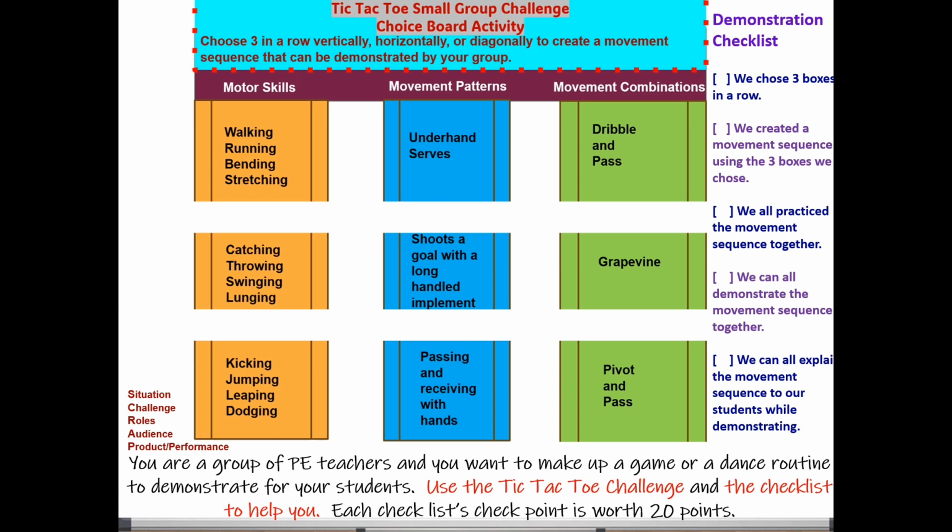In addition to having a situation and a challenge, the students have a product or performance for an audience that will be assessed. The product or performance to be assessed in this engaging scenario is the demonstration for the student audience. The parts of the engaging scenario are identifiable by the acronym SCRAP: Situation, Challenge, Roles, Audience, and Product or Performance.